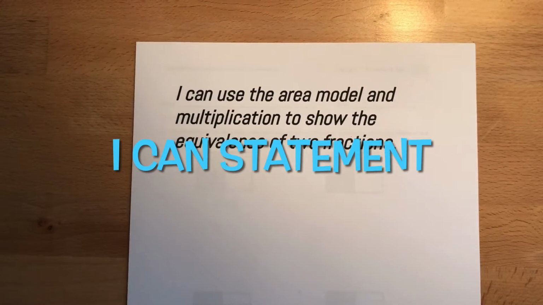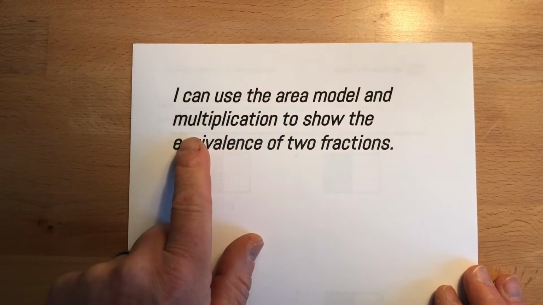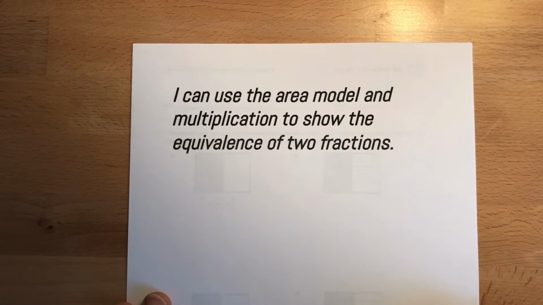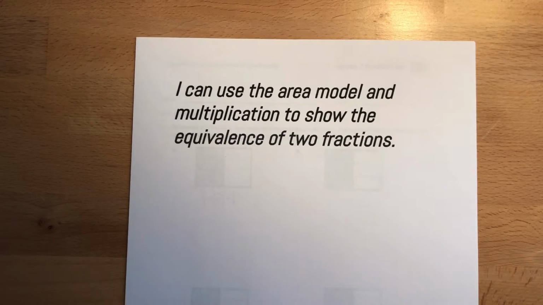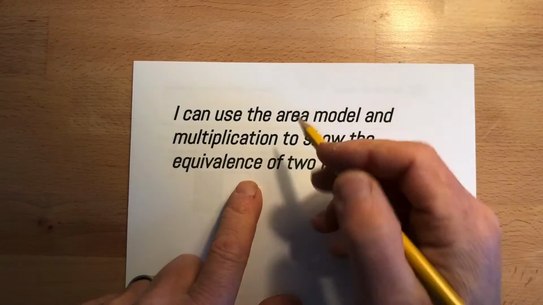Okay, well, before the problem set, we have to do the I can statement. So let's do that. I can use the area model in multiplication to show equivalence of two fractions. All right, so there's some things here that we are old hat at, that we've seen before, and other things that are new. So first of all, the area model.